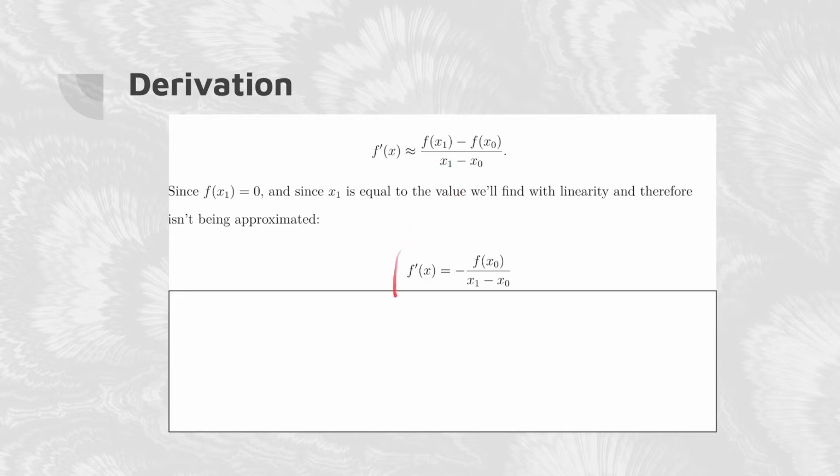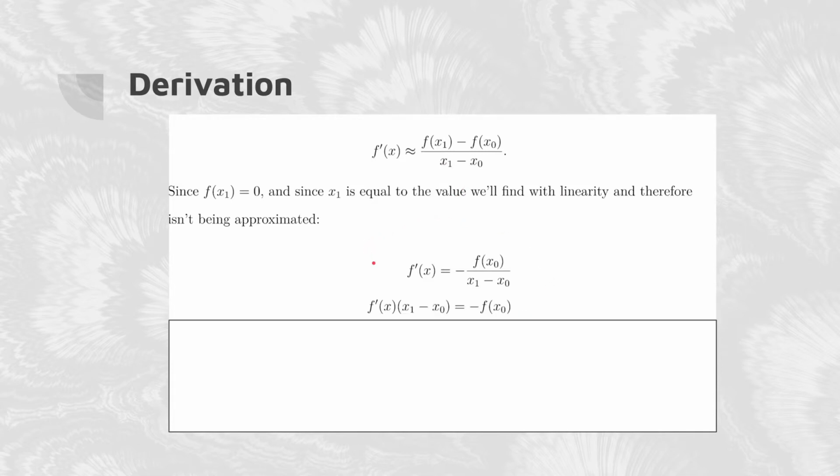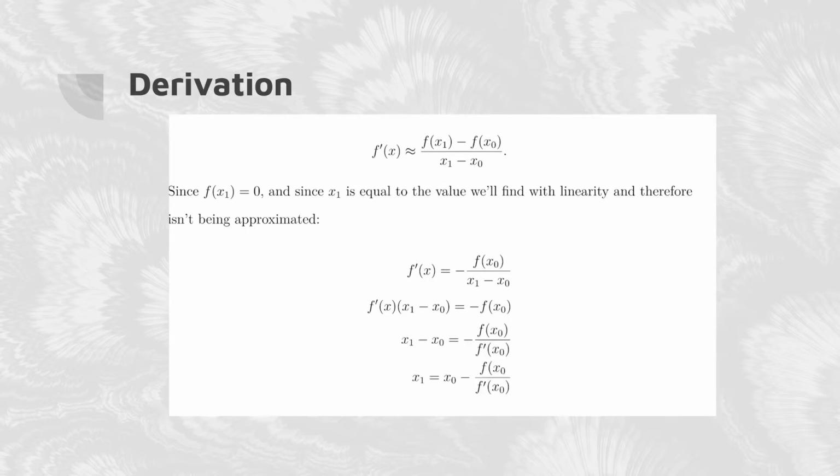So we get f prime of x equals negative f of x sub naught over x sub 1 minus x sub naught, and f prime of x times x sub 1 minus x sub naught is minus f of x sub naught. We'll just keep going with algebra for some trivial steps, and eventually we get to this. x sub 1 equals x sub naught minus f of x sub naught over f prime of x sub naught. We can also write this as a function, N of x equals x minus f of x over f prime of x. It's called the Newton function, and I think it might be useful going forward.